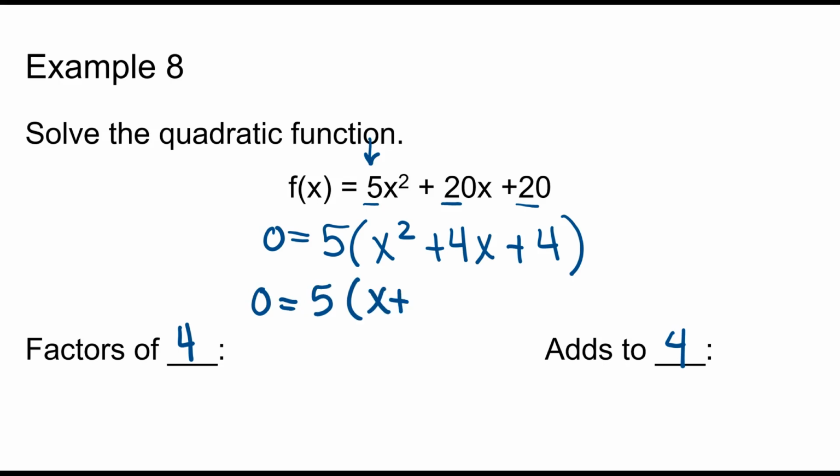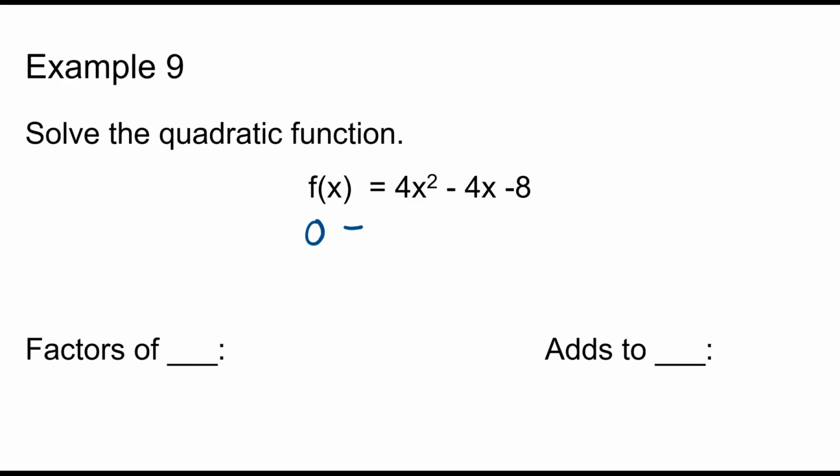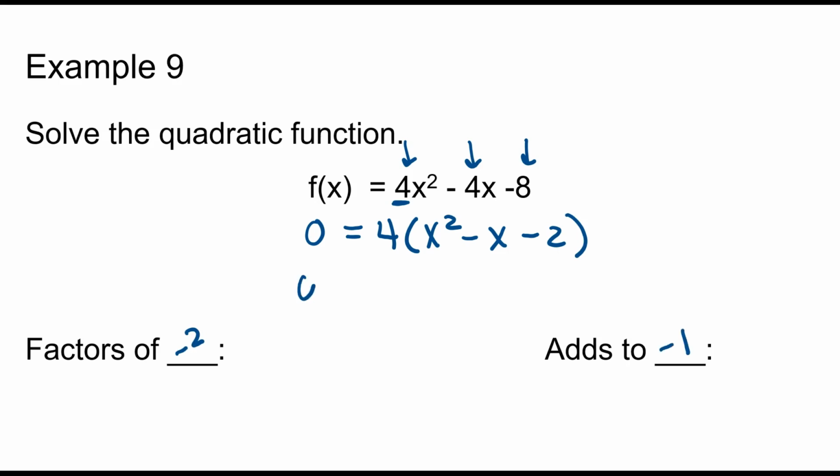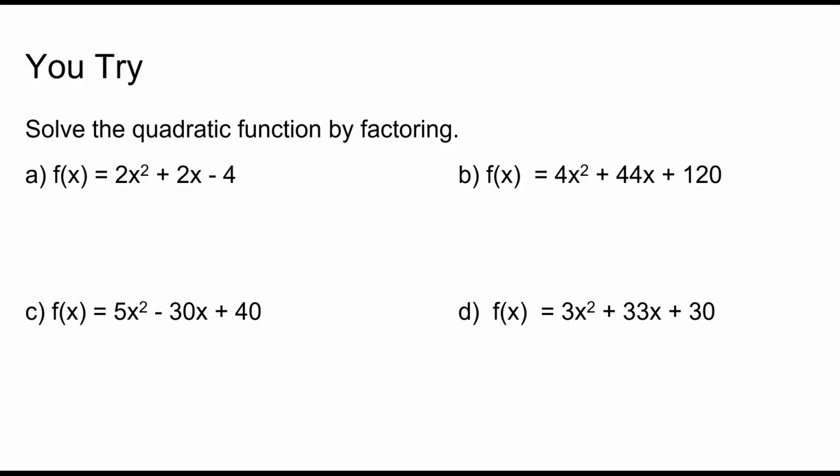0 equals 5, x plus 2, x plus 2. Our zeros are x equals negative 2. We don't need to write it twice. Last one together. 0 equals, can we divide each of these numbers by that leading coefficient? We can. We get x squared minus x minus 2. So we're looking for factors of negative 2 that add to negative 1. Let's see what we get. X minus 2, x plus 1. Our solutions are x equals 2 and negative 1. You try these 4 problems. Press play when you're ready to see the solutions.